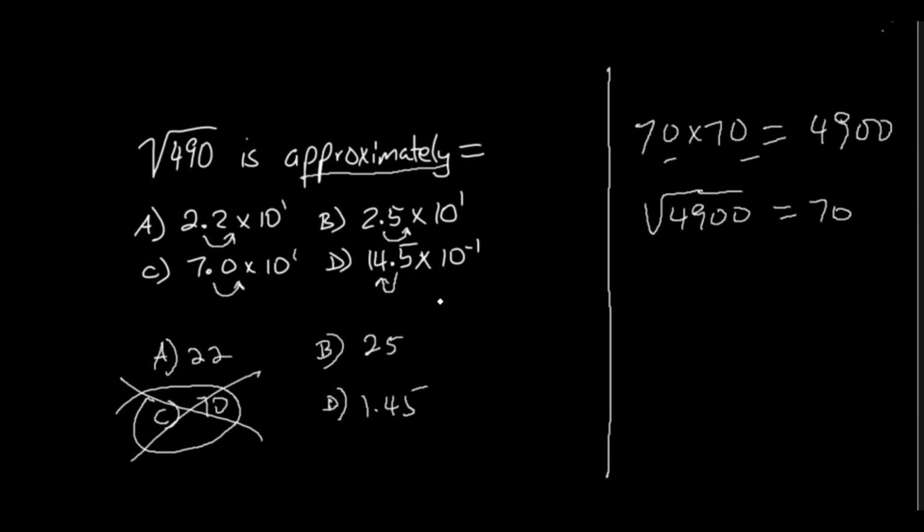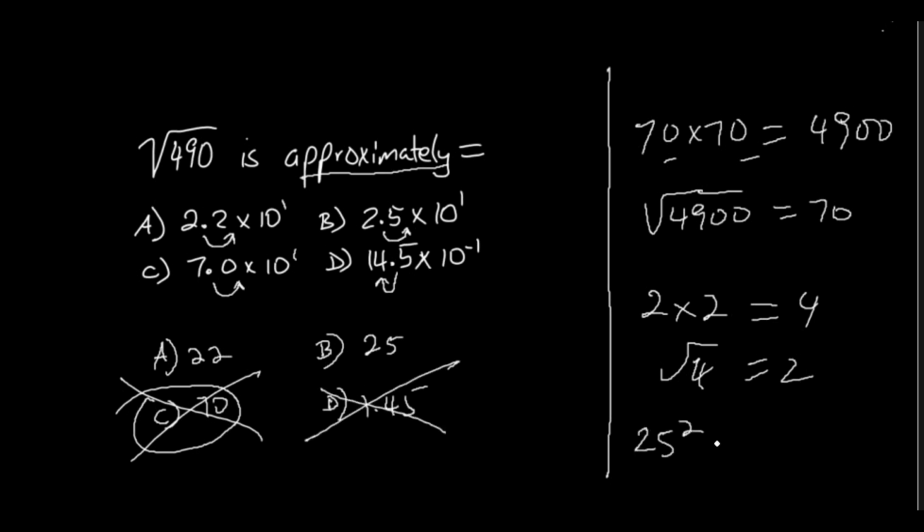Now you can't say it's going to be 7, because 7 times 7 is 49. So that's still off. What about D? 1.45. Even if we round 1.45 up to, let's say, 2, we know 2 squared is 4, so the square root of 4 is 2. That's definitely too little. And we know that 25 squared, we should know that by heart, is 625. That is way too much. So the only option we have remaining is A, 22 squared.